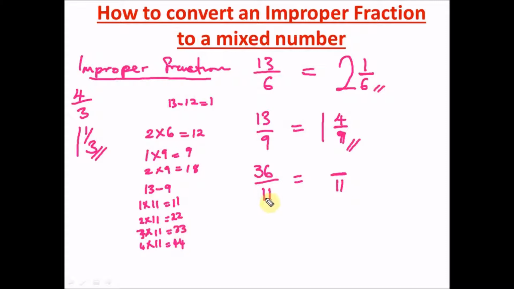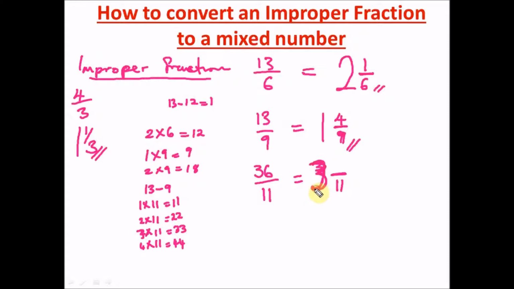So how many 11s can we get in 36? We can get only 3 11s. Are you getting me? We can't get 4 11s, because to get 4 11s we will have to have 44 or a number greater than 44. But here we just have 36, which is below 44. So we can only get 3 11s from 36. So we write down 3.